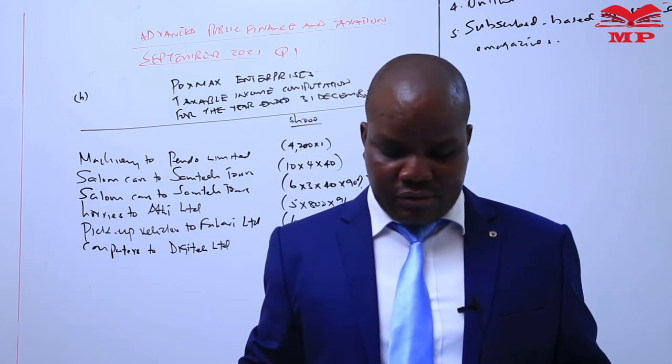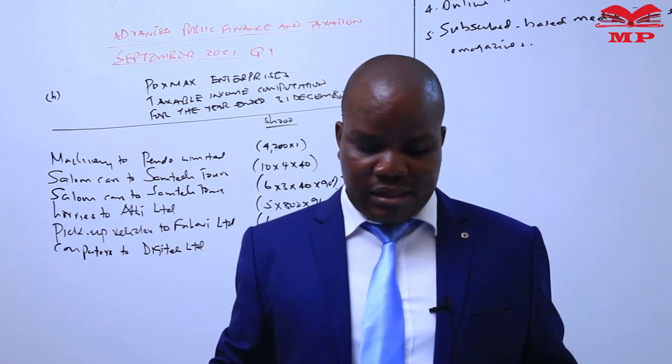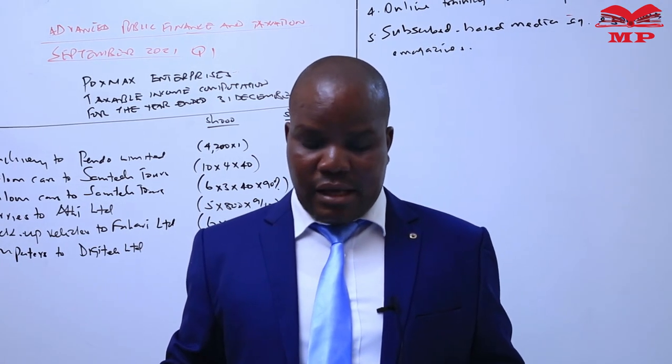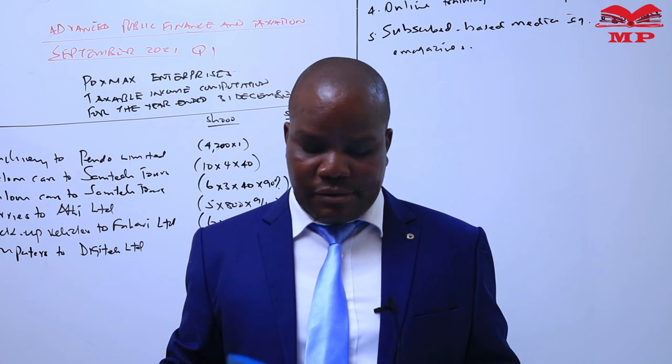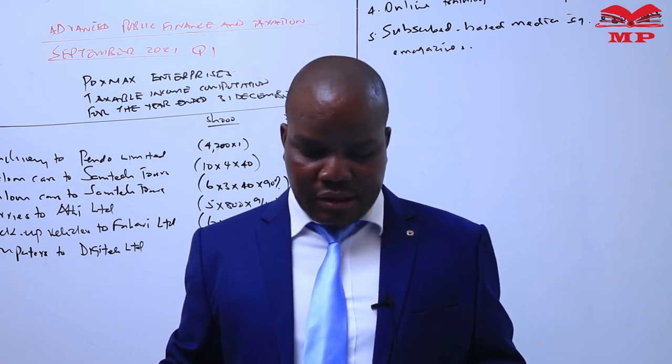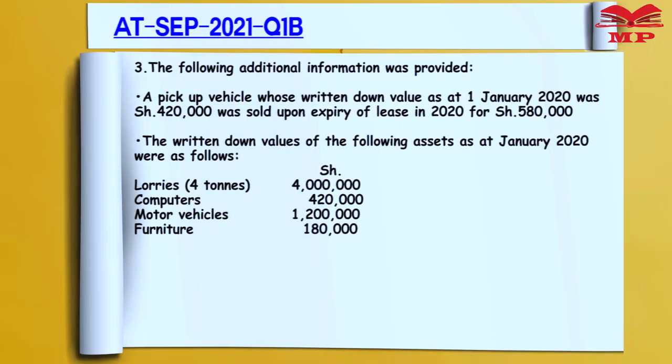We move to note 2 of the question, which says, Proxmax Enterprises incurred the following expenditure in the course of the year. So those will affect our expenses. We shall come back to that. We move to note 3, which says, the following additional information was provided. 1, a pickup vehicle whose written down value as at 1st January 2020 was 420,000 shillings was sold upon expiry of lease in 2020 for 580,000 shillings.